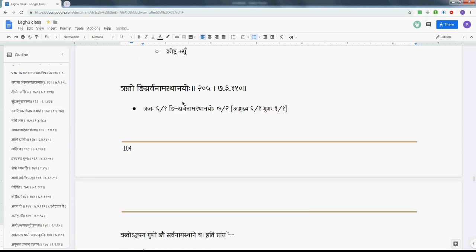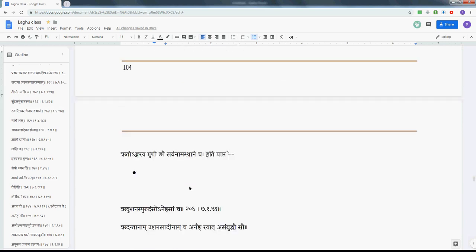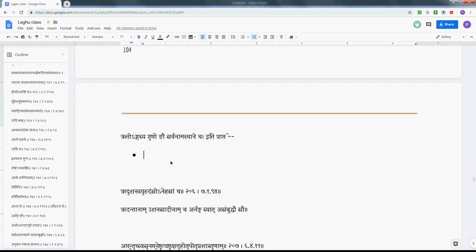So, he is not applying this. He is not applying this sutra. Otherwise, what will happen? You will get guna and you will get kroshtar. Kroshtra will become kroshta, but the form is not kroshta. So, su, here what happens? Sarvanamasthana. What is Sarvanamasthana here? Sudanapunsakasya. Sarvanamasthanam. Sthanam.